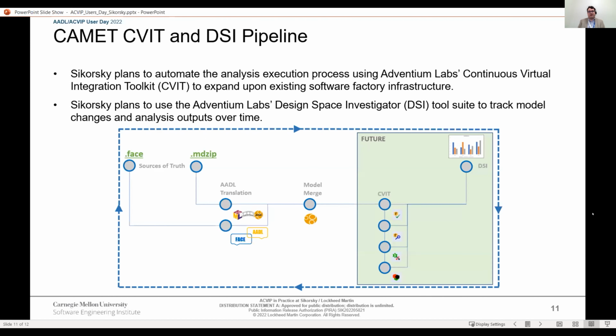Then moving on, a prospective look into the future of this process and how we see it playing out. As we described earlier, we have our FACE file, we have our SysML model, and those are our sources of truth. We're then going to use our AADL translation tools. We're going to do the model merge. Hopefully at some point that will be automated rather than manual.